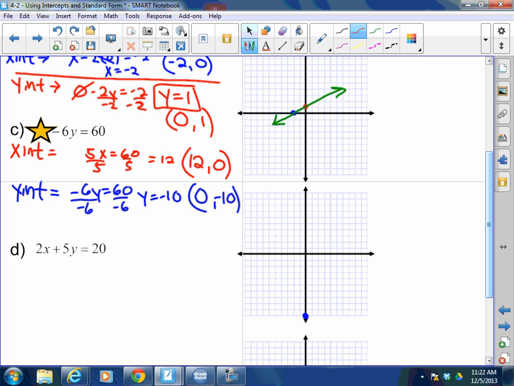I'm only going to 10. So I'm going to go an extra 11, 12. And now I connect the two dots with a straight line to the best of my ability. And you just graph the line. Yes, sir, and yes, sir.